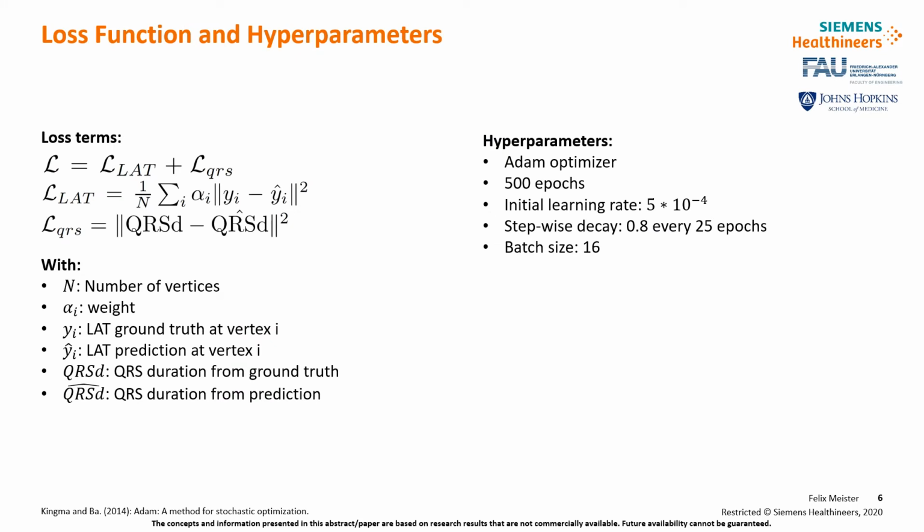To train the network, 2 loss terms were incorporated. First, a weighted mean squared error between the predicted and the ground truth depolarization is applied. Vertices with activation measurements were weighted higher to constrain the network to incorporate the given information. The second loss term is a regularization of the network to match the given QRS duration. The network was trained for 500 epochs using the Adam optimizer with hyperparameters as shown on the right side.